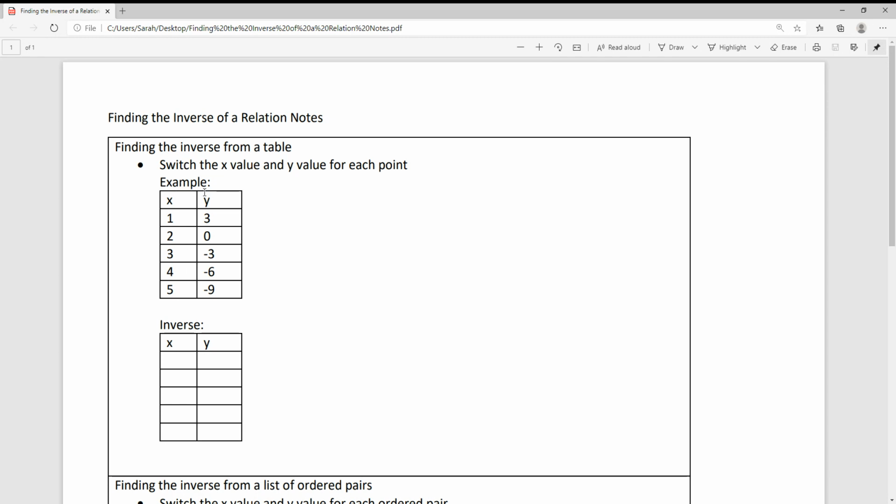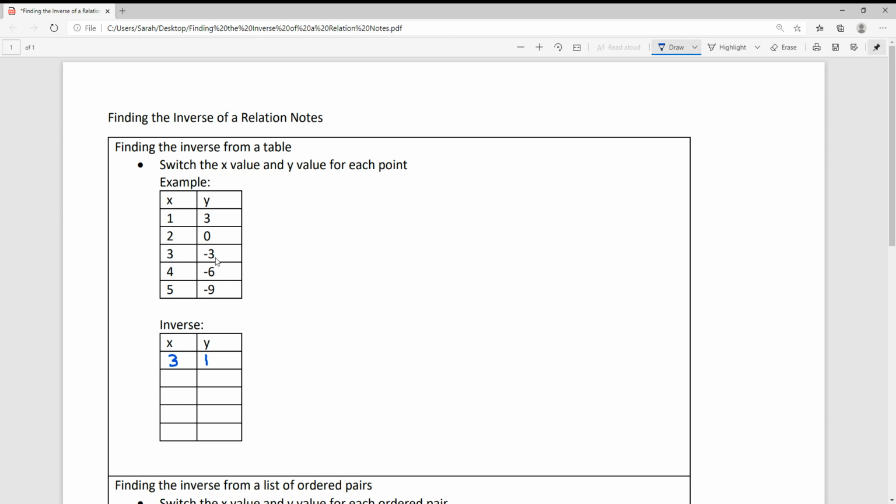So here I have an XY input-output table. You've probably seen this before with graphing. Definitely probably saw it in Algebra 2A. To find the inverse from that table, I just switch the X and Y values. So I'm going to start with this first point. Remember, each row is a point or ordered pair. I have 1, 3. If I switch that, X becomes 3, Y becomes 1. And that is the first step of finding my inverse.